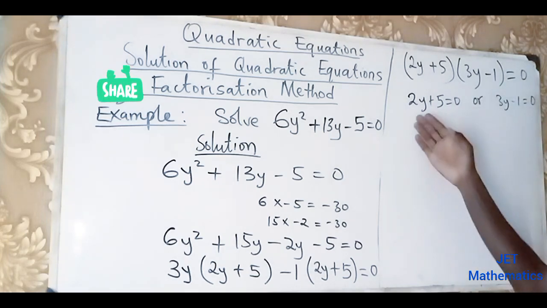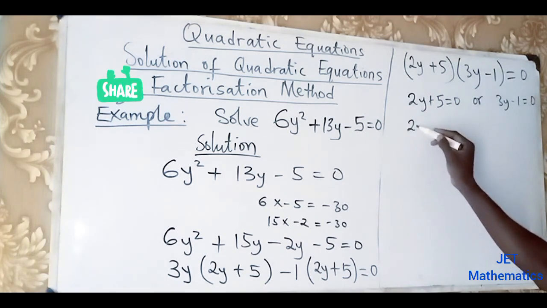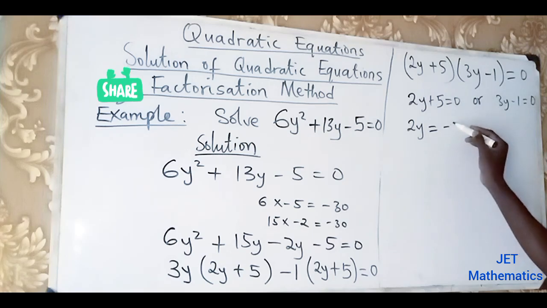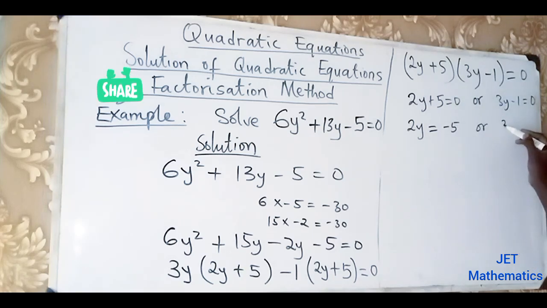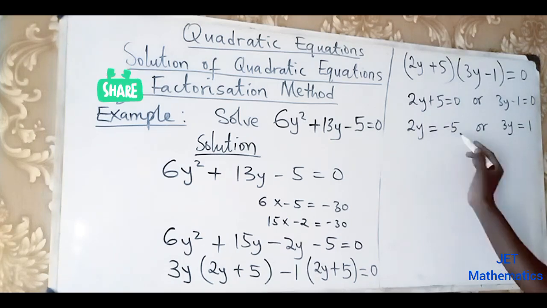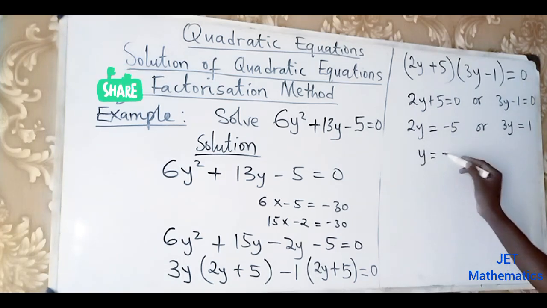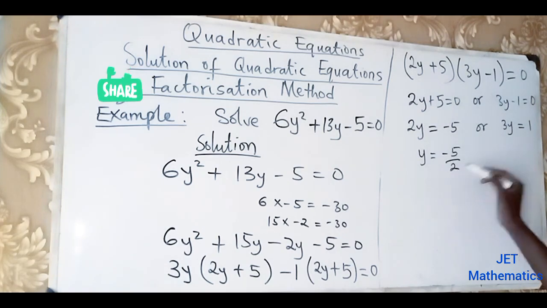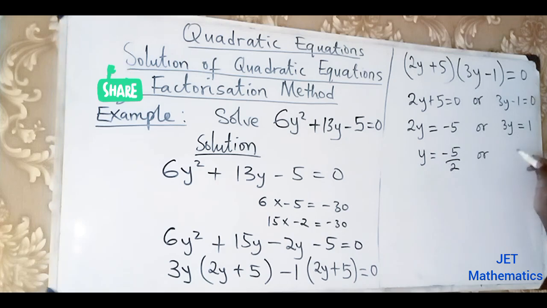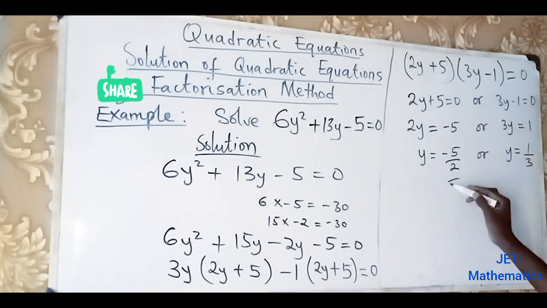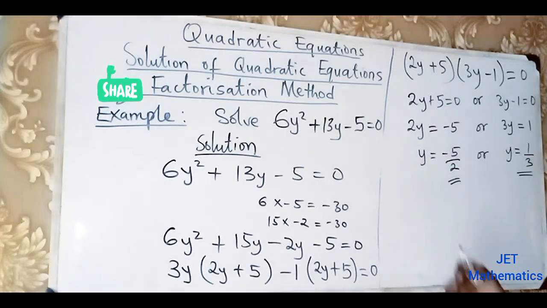And so you solve these linear equations. We have 2y equals minus 5, or 3y equals 1. Then dividing both sides by 2, we have y equals minus 5 over 2. Or here, dividing by 3, we have y equals 1 over 3. So these are the solutions, otherwise called zeros or roots, of this quadratic equation.